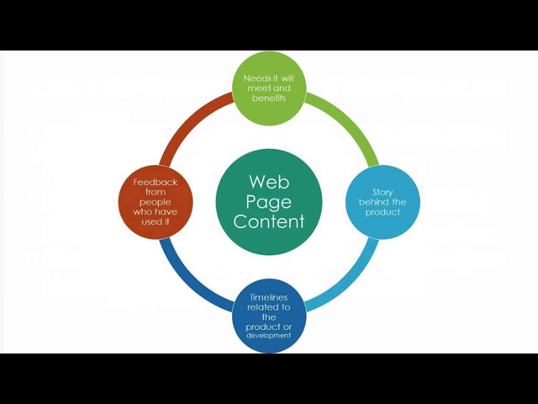So the other thing that you can do as well is you can actually have a web page set up. Emily's going to go through how to set up a website tomorrow. But when you're doing this, what you can do is have these elements on it. You want to actually talk about the needs it will meet and the benefits of the product. So you can set up a little website saying, this is what we do, this is how we solve your problems. Then you want to have the story behind the product.